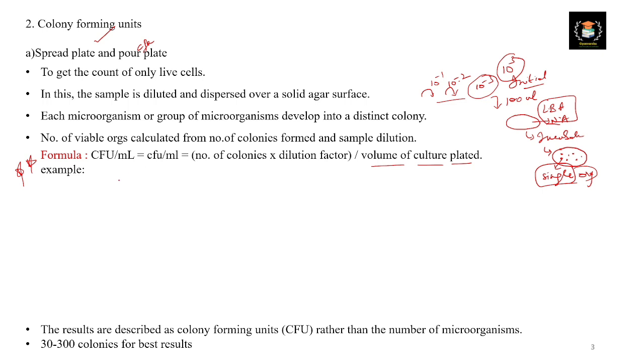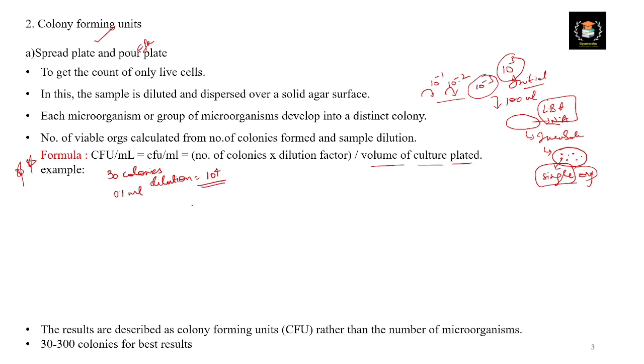Okay. So let's consider that you have got about 30 colonies on your plate, and you plated about 0.1 ml, 30 colonies, and the dilution you plated was about 10 to the power of 4.